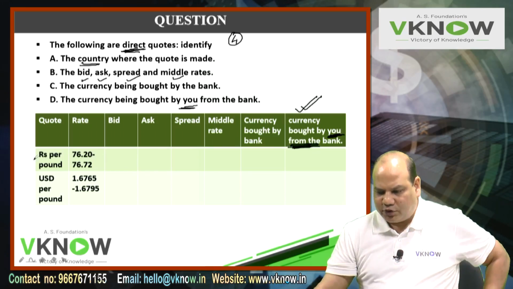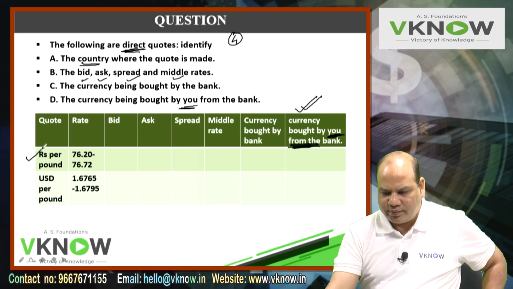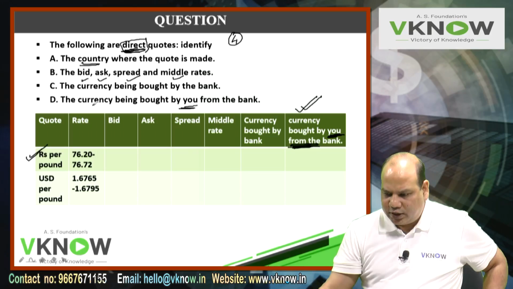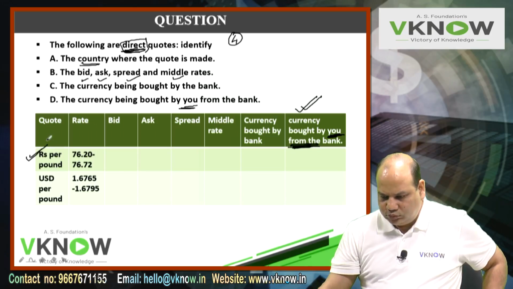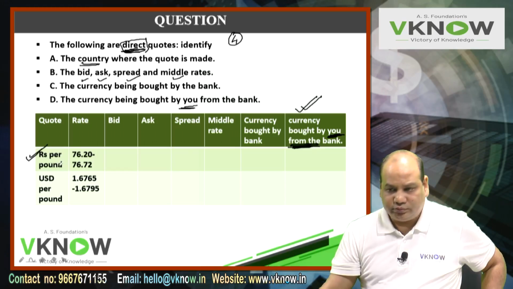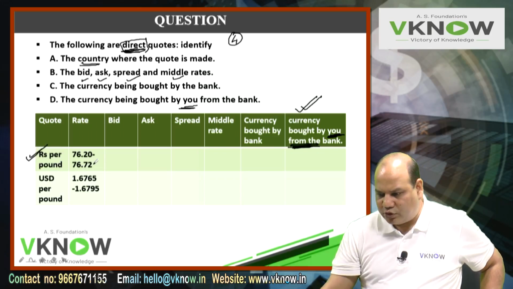So first you try the first one, which is easy, rupees per pound. And it is a direct quote mentioned here. So if it is a direct quote and it is given rupees per pound, it means your home currency must be rupees and foreign currency must be pound here. So first we have to identify that if it is a direct quote, it must be home currency rupees, foreign currency pound. Now start solving.